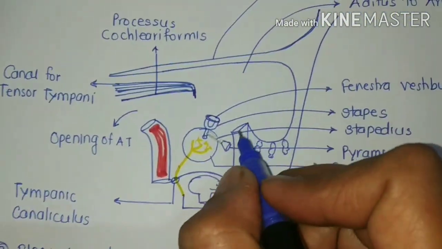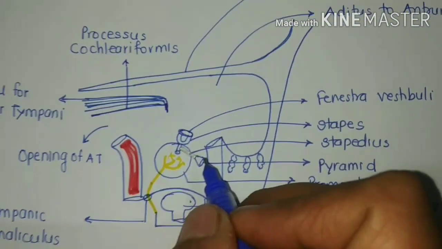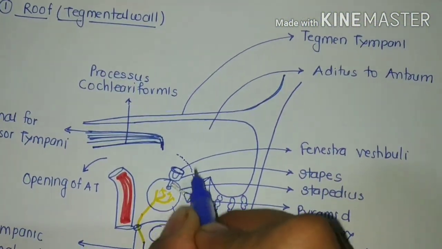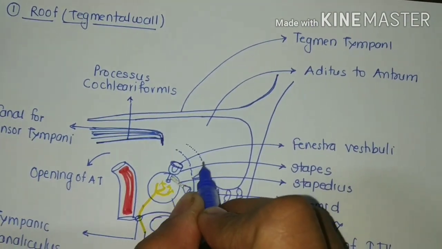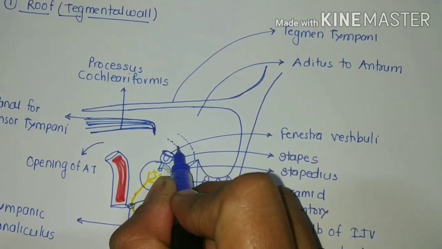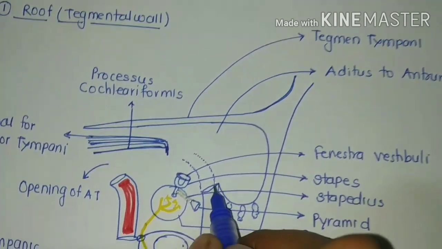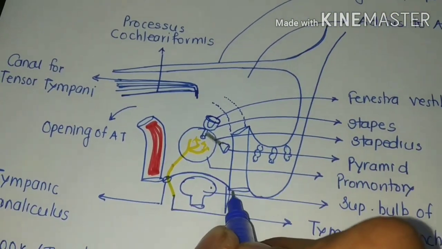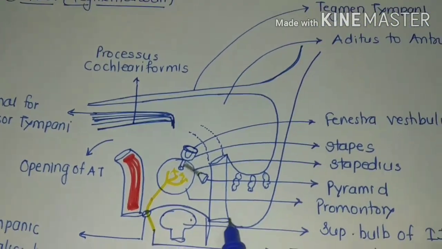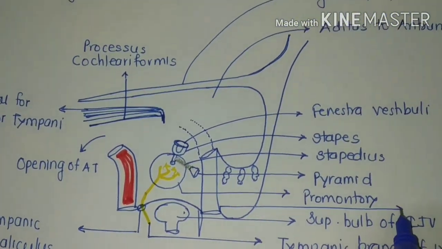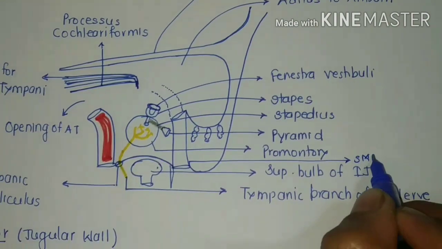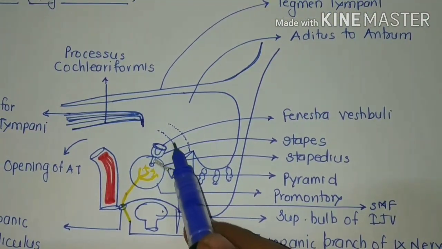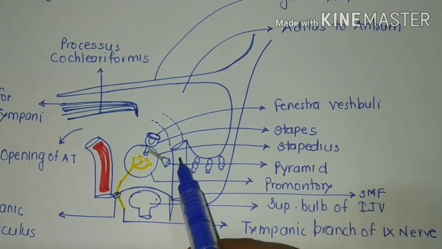Then the third feature is the prominence of the facial canal. Now the prominence of the facial canal runs backward just above the fenestra vestibuli. It then descends behind the posterior wall to end at the stylomastoid foramen. So this is the stylomastoid foramen. Clear? So this is the prominence of the facial canal.